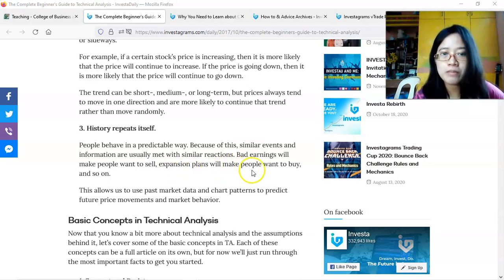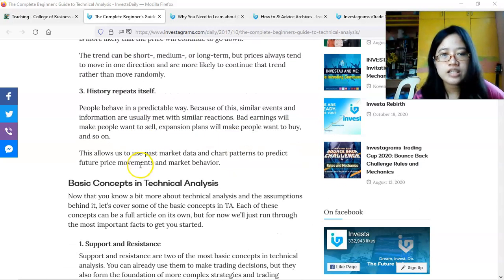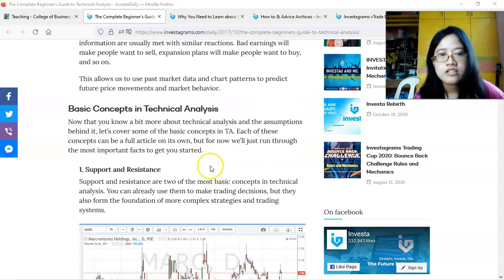Expansion plans will make people want to buy and so on. Yung company mag-acquire ng business or mag-merge or magtatayo ng panibagong branch somewhere, normally that would drive up the demand. Okay? Nagiging maganda. And since kapag mataas yung demand, edi tataas din yung price, di ba? So yan, this allows us to use past market data and chart patterns to predict future price movements and market behavior. So yung basic concepts in technical analysis, ayan, magbabasa na tayo ng chart.